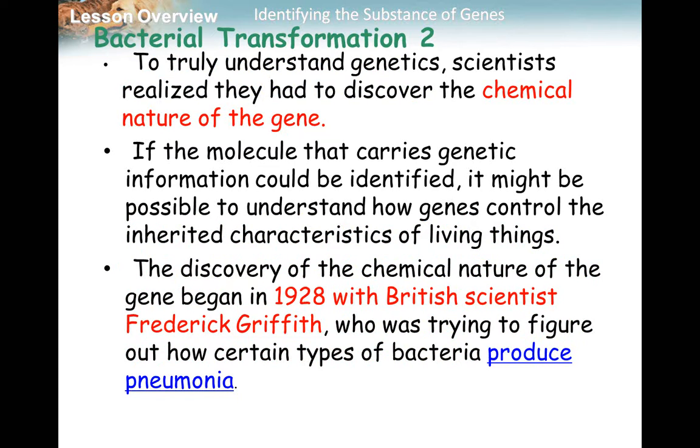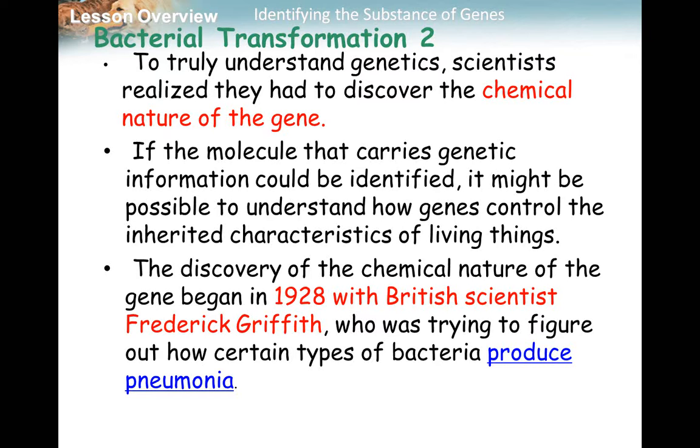Bacterial transformation 2. To truly understand genetics, scientists realized they had to discover the chemical nature of the gene. This is one of the questions you have to answer in the Chapter 12, Lesson 1. If the molecule that carries the genetic information could be identified, it might be possible to understand how genes control inherited characteristics of living things.